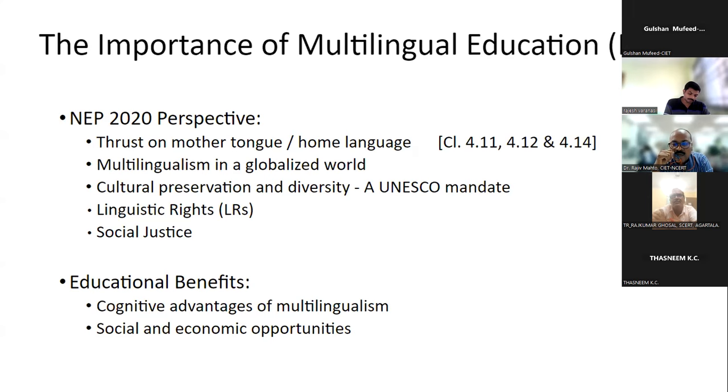social justice. There have been earlier cases when students dropped out of classrooms due to language barrier. This is something that NEP 2020 tackles by making a provision for mother tongue based education, MTBE. The thrust on mother tongue can be found in clauses 4.11, 4.12, and 4.14 in the NEP document. And there are educational benefits, like the cognitive advantages and the socioeconomic advantages that multilingual education may create, the opportunities it is going to create, and the economic space that it is going to create for lesser known languages or the languages which have been marginalized.